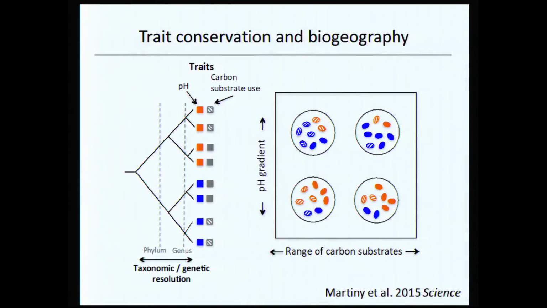In contrast, on the x-axis, I'm drawing what I would expect to happen if we start looking across a range of different types of carbon substrates. If the organisms are not so conserved in terms of which carbon substrates they can use, then we'd only see, at a very fine scale resolution, a turnover in the genera or species level organisms once we cross the carbon substrate gradient.